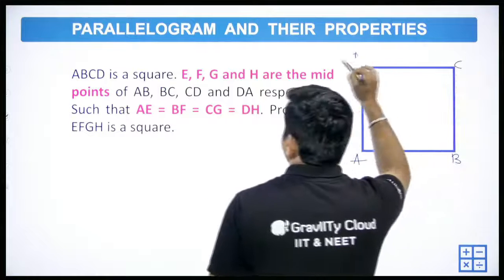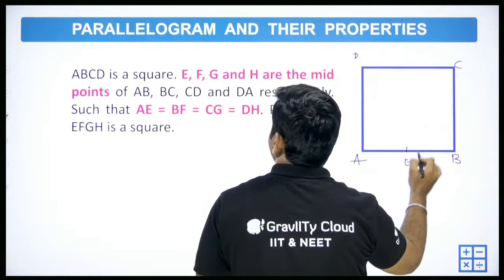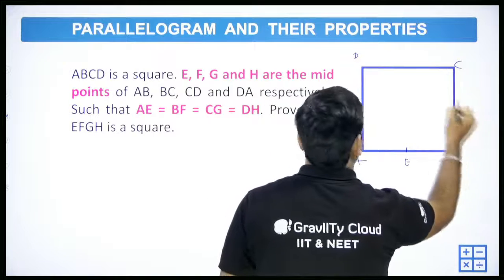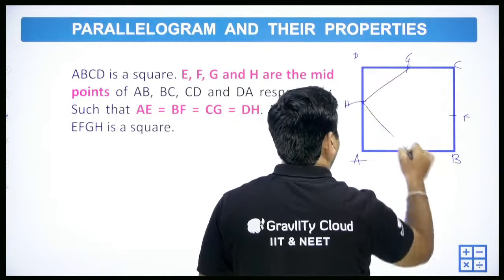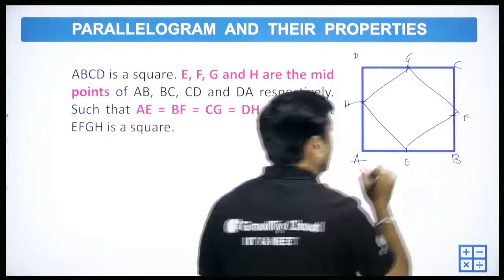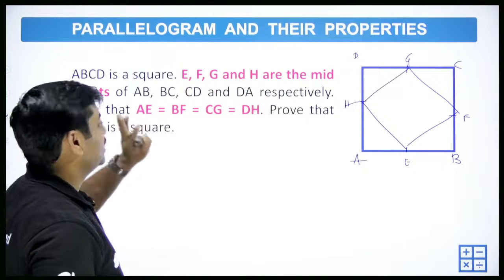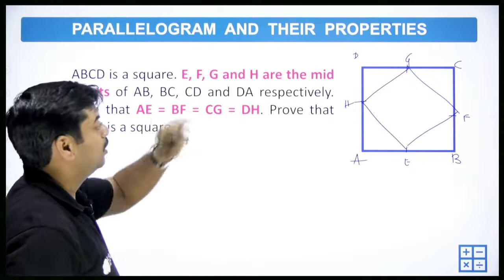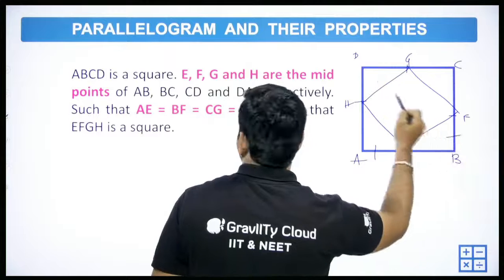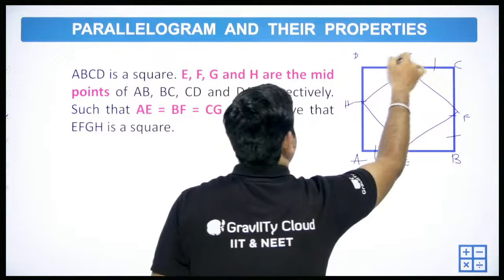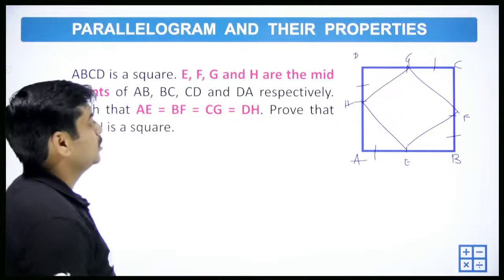ABCD is a square. E, F, G, H are the midpoints of the sides AB, BC, CD and DA. We need to be very sure with the calculations such that AE is equal to BF is equal to CG is equal to DH. So all these are equal. Prove that EFGH is a square.